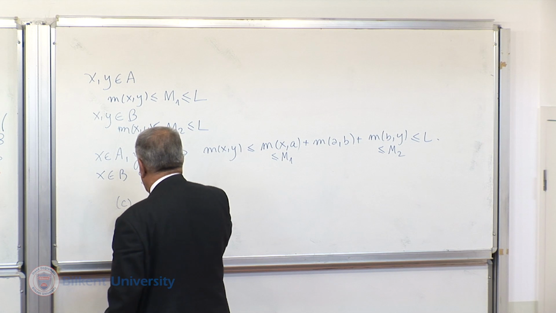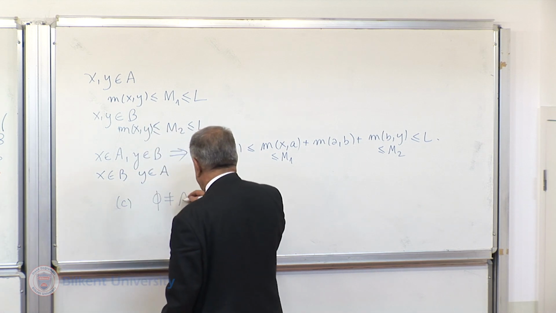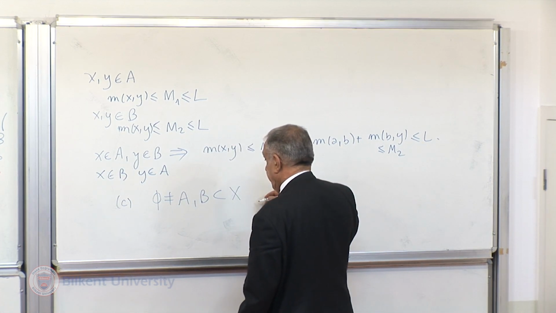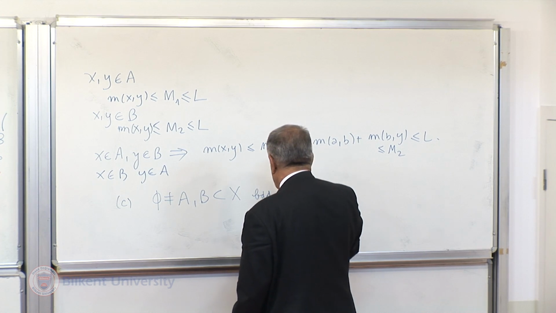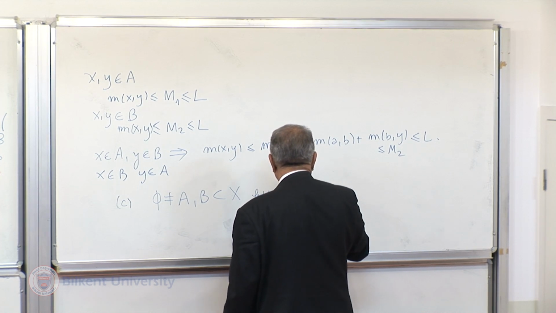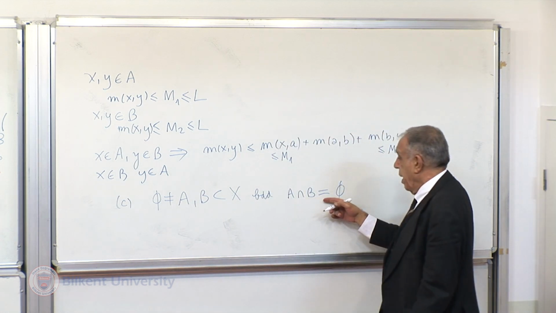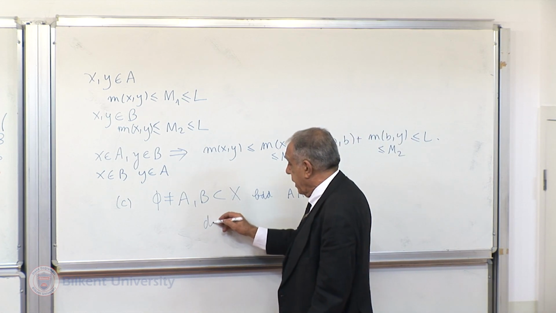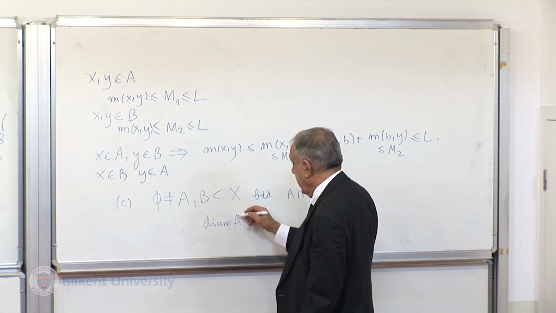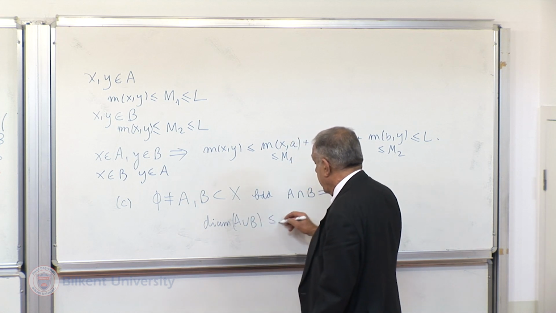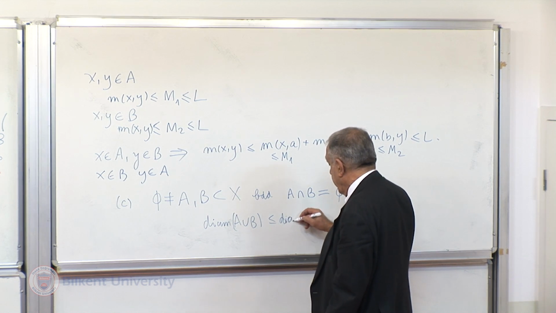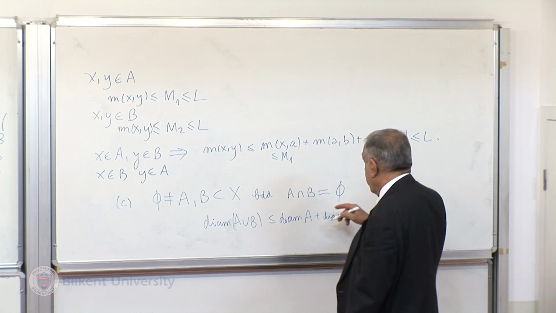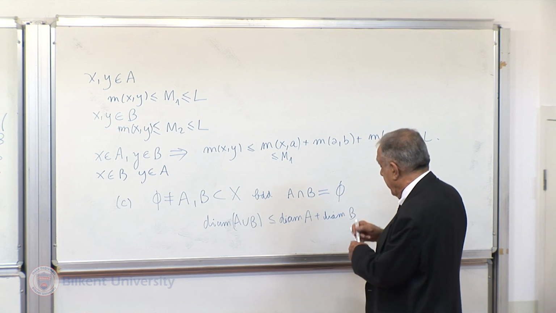Finally, in part C, you again have A, B in X, both bounded, and A intersection B. Well, the typo was that this was empty, but if this is empty, the claim, of course, is not true. The claim is that the diameter of A union B is less than or equal to the diameter of A plus the diameter of B. Now, although this is a typo, it's rather clear.